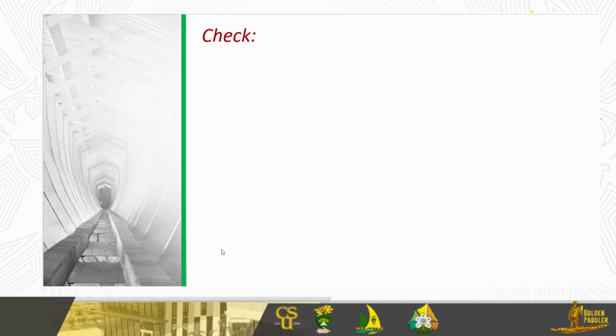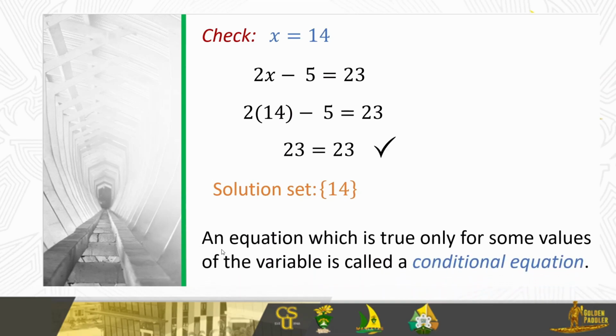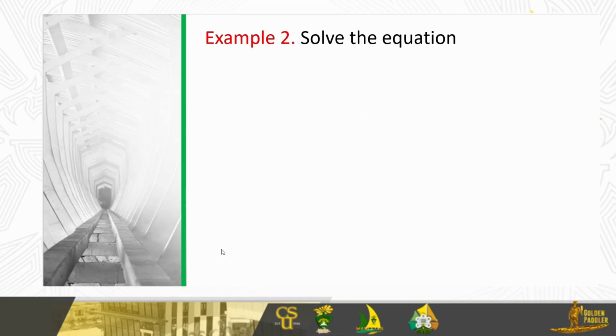Then, we check the value we get. We substitute x equal to 14 to the original equation. Then, we get this. And so we end up with a true statement, which means that 14 is a solution. Therefore, the solution set is a set containing 14. Note that there is no other value other than 14 that can make the equation true. An equation which is true only for some values of the variable is called a conditional equation. So we say that the given equation is a conditional equation.